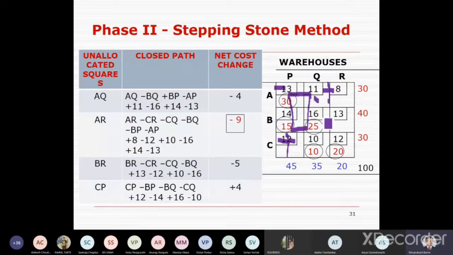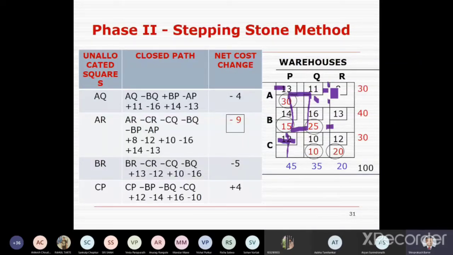So mark this cost figure with these symbols, either positive or negative, and you can see here I have marked this closed path, this AQ minus BQ, because AQ is plus, BQ is minus. Then the third is, BP is plus and AP is minus. And here take the addition of all these cost figures with those symbols.